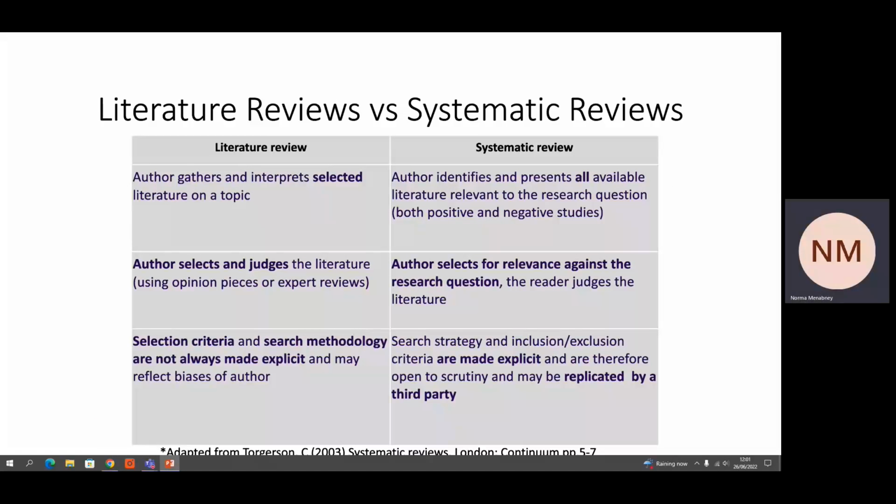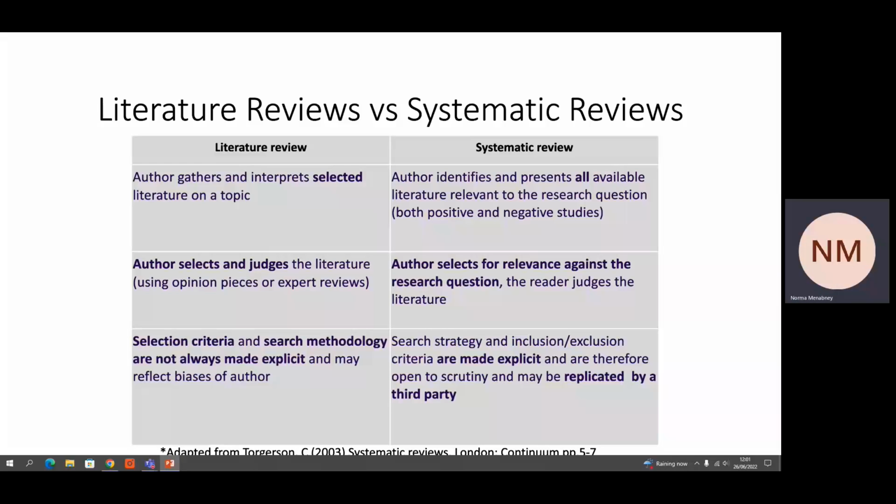Now, to keep a clear mind of systematic reviews in the wider context of standard literature reviews, this table outlines the difference between them. For a standard literature review, the author will gather and interpret the selected literature on a topic. The research then is presented in the context of what the author wants to show in their work. With a systematic review, the author identifies and presents all the available literature, whether or not they agree with it or not, so it can be positive and negative studies.